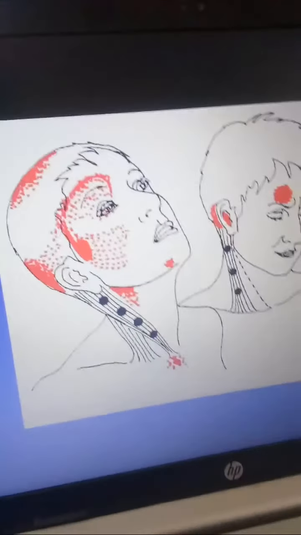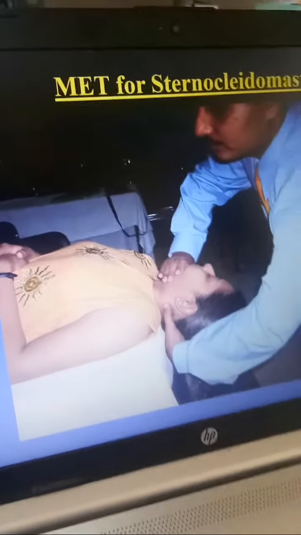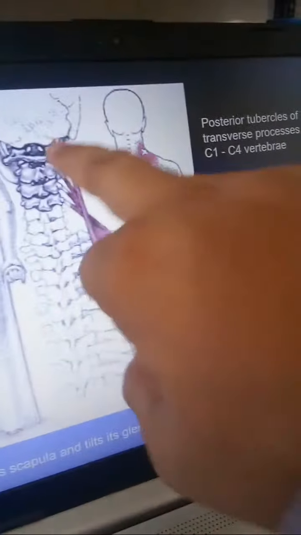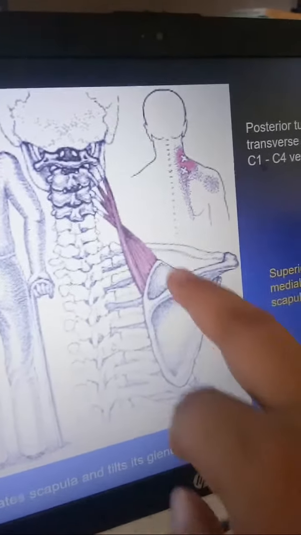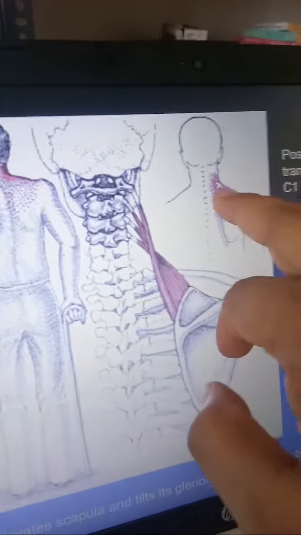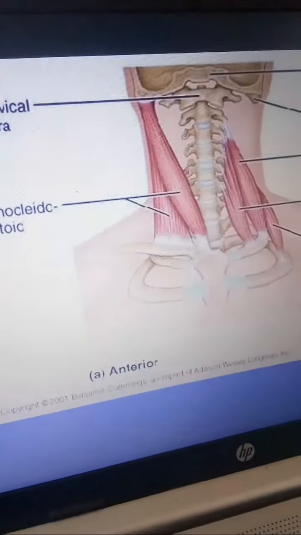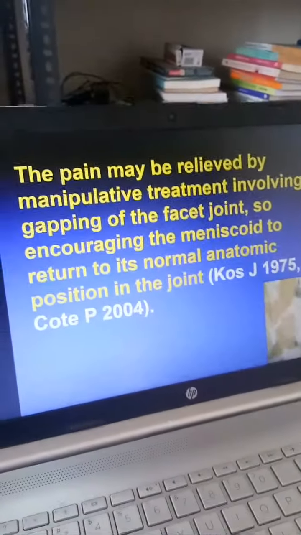And this is the sternocleidomastoid. I already explained on the model that there can be a trigger point referral pattern, and you can give the MET for the sternocleidomastoid muscle. And this is the levator scapula orientation, and I already differentiated. In case of levator scapula involvement, you will get trigger points at the superior angle of the scapula. This is the area of the trigger points. And so what I will do is show you some of the practicals now.